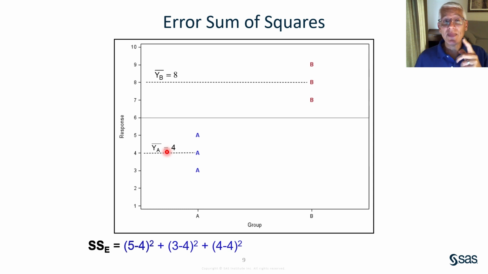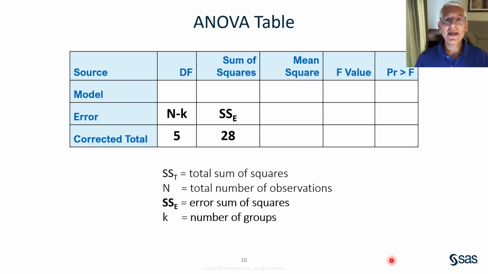But we're not done yet because we need to do the same thing for group B. So the overall average for group B is 8. And we want to take each individual term in group B and subtract the group average and square that. So we're going to do that for all 3 of my measurements in group B. When we do that for both groups and we add all that up, we get an error sum of squares of 4.